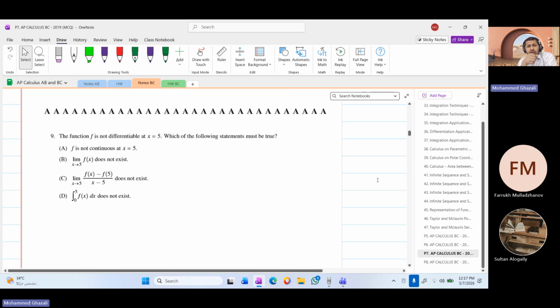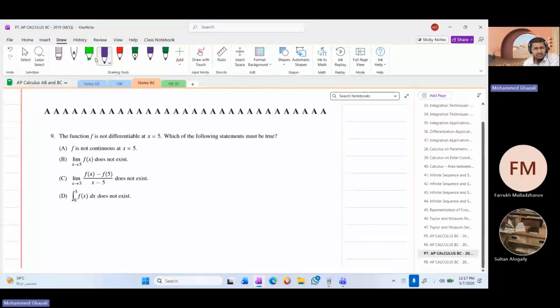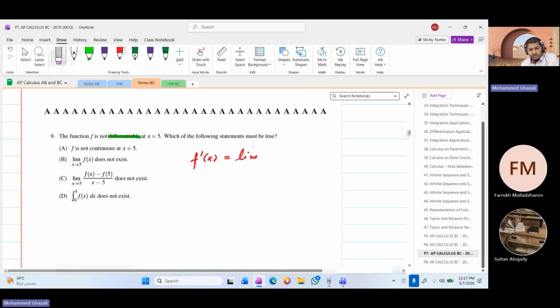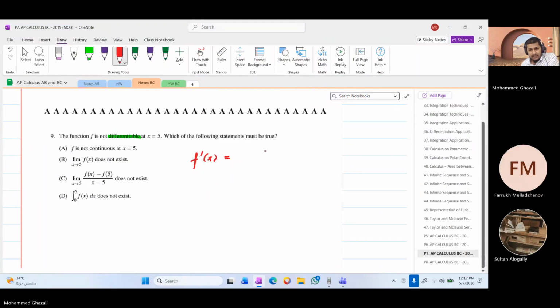A function f is not differentiable at x equal to 5. Now, what does differentiable mean? Differentiable means that the derivative exists. So let's write down the definition of the derivative. f prime of x is equal to the limit, okay, let me add the limit later, of f of x plus h minus f of x divided by x plus h minus x. That's how you get all over h. But now if I say limit as h approaches 0, okay.